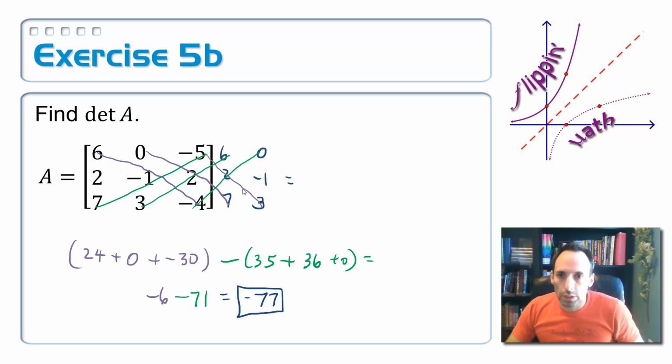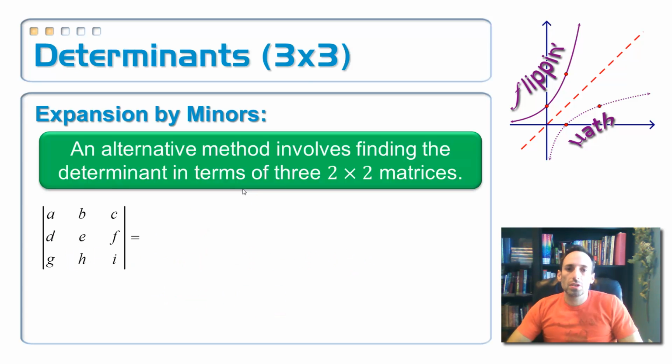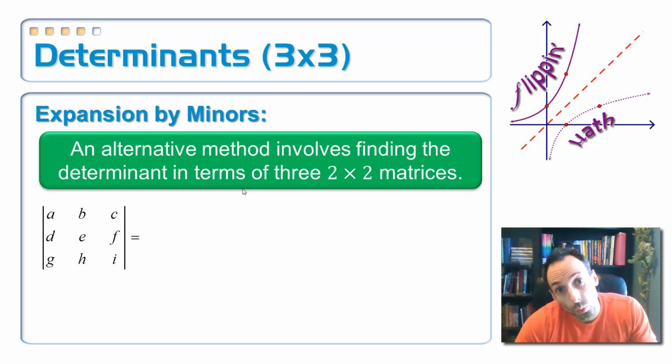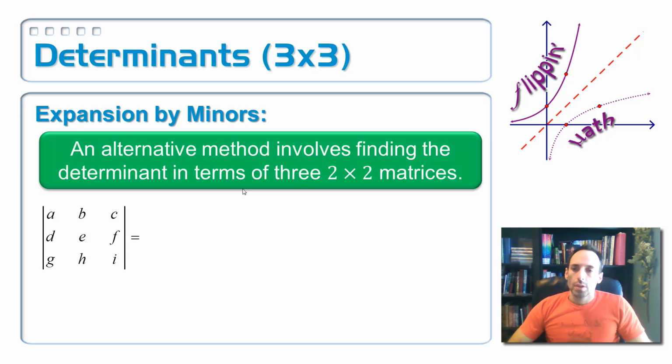We've got one more. It's called expansion by minors. Okay, and an expansion by minors uses 2 by 2 matrices, the determinant of 2 by 2 matrices, to find the determinant of a 3 by 3. And as a matter of fact, this is how you would do it for anything bigger than 3 by 3. 4 by 4 would use this method, 5 by 5, and so on, if you were crazy enough to try one of those by hand. Okay, so this is what you do.